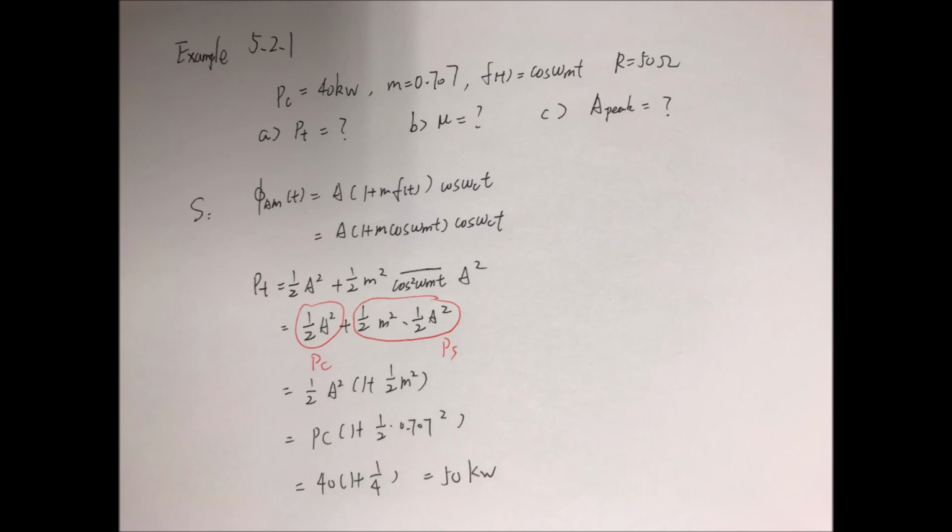So C, peak. R is 50. So we're going to find the total power, efficiency, and the peak value of the modulated signal. So what is PT, right? We just write down PT.